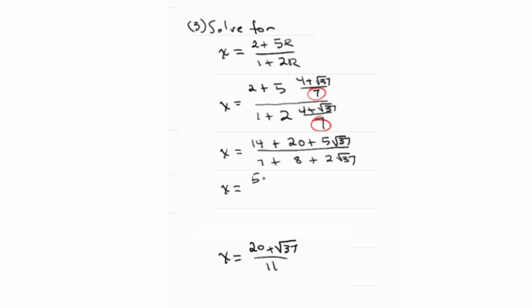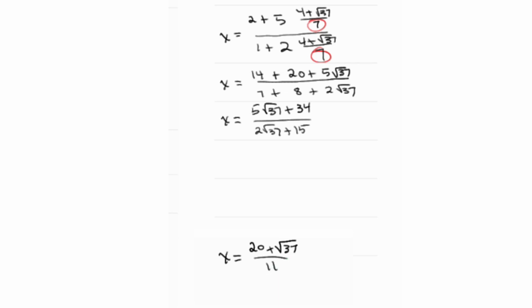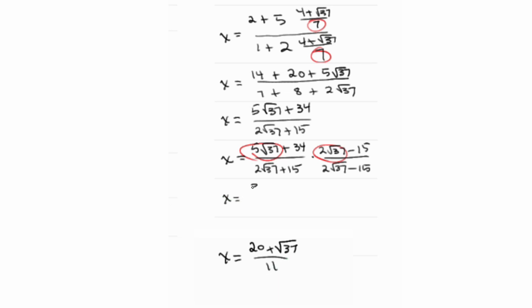Do the arithmetic, and we have 5 square roots of 37 plus 34 over 2 square roots of 37 plus 15. We can simplify this. What we'll do is multiply the top and bottom by 2 square roots of 37 minus 15. In the numerator, we multiply this 5 and this 2 times the square root of 37, so that is 10 times 37 equals 370. And we multiply 34 times 15, so that's minus 510. And we have 5 times negative 15, which is negative 75, plus 2 times 34, which is 68, times the square root of 37. So that's negative 75 plus 68 equals negative 7 square roots of 37.